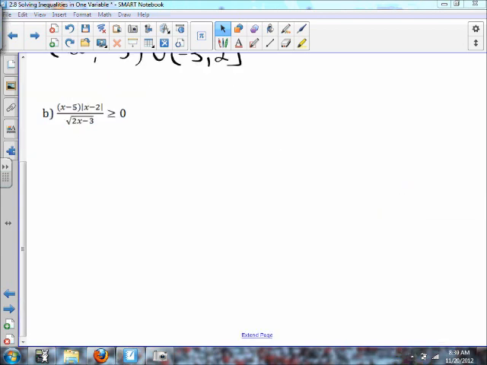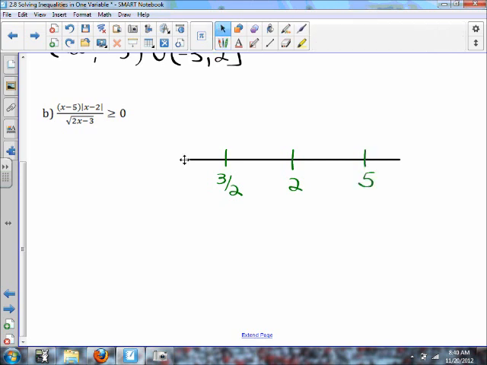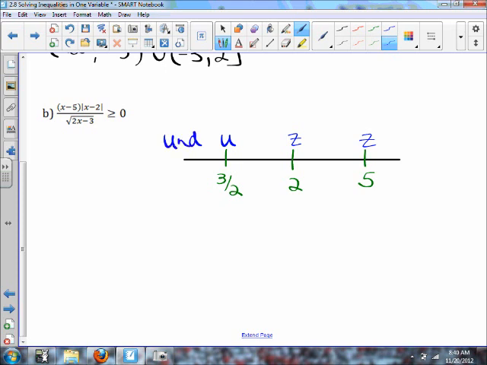Now we do these. Remember, you should be able to figure out your critical points here. So 5, 2, and then 3/2. Now, I don't think I've ever said this, but remember to put them in order from least to greatest, so it makes a heck of a lot more sense. And remember, when we have the square root on the bottom, this will be undefined. We'll have a 0 here and a 0 here. Because the square root's on the bottom, anything left of 3/2 will be undefined. So we don't have to worry about anything left of 3/2.